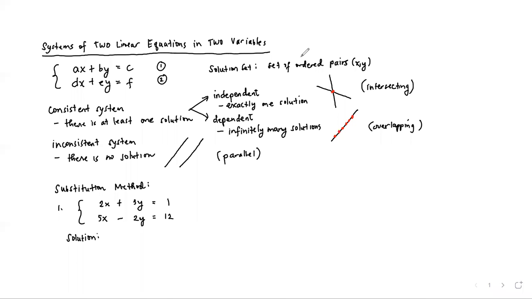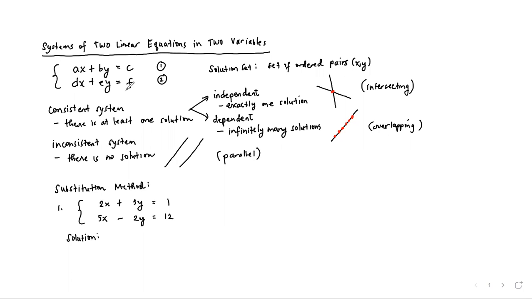Hello everyone. In this video, we shall discuss how to solve systems of two linear equations in two variables. Now, systems of this type have the following form. Our first equation would be a times x plus b times y equals c, and our second equation would be d times x plus e times y equals f, where a, b, c, d, e, and f are real numbers, and x and y are our variables.